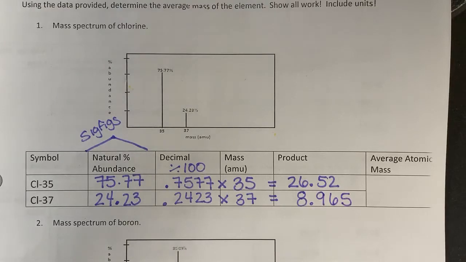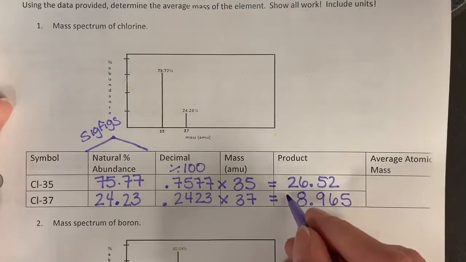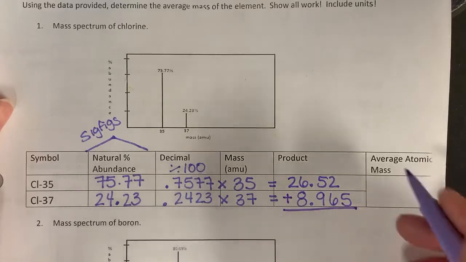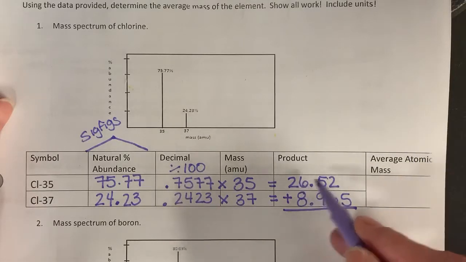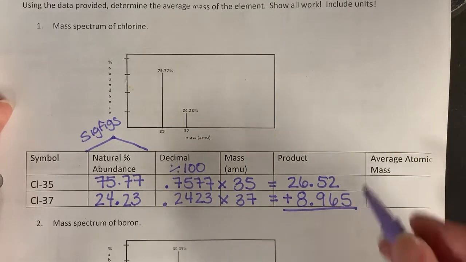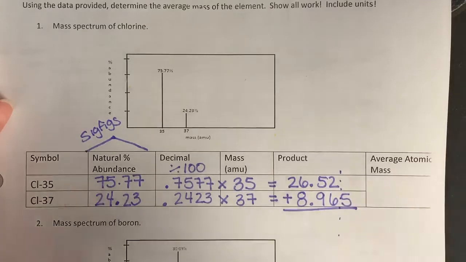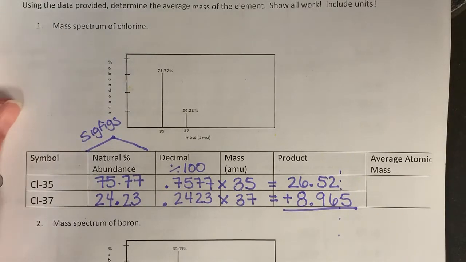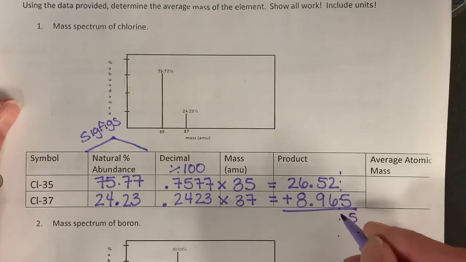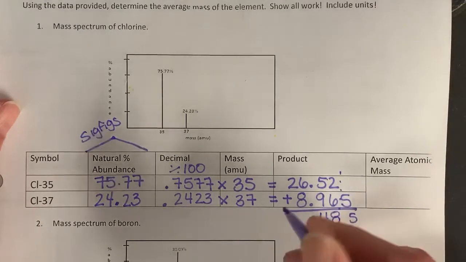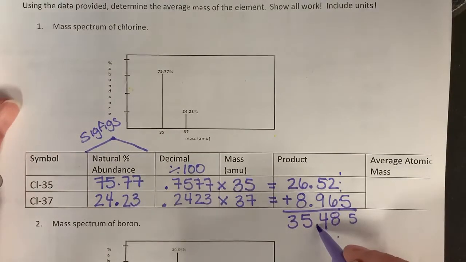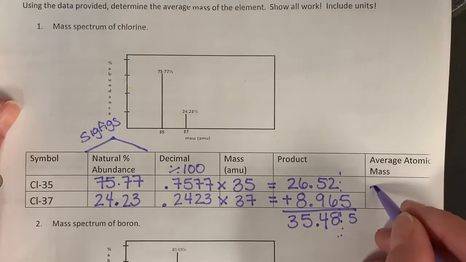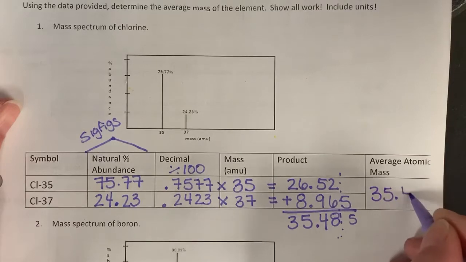Okay? Now, the last step is I'm going to add these numbers together, and that will give me my weighted average atomic mass. When I add numbers, the rule is least number after the decimal. So as I do this, what's going to happen is I only get to keep 2 numbers after the decimal. So this will become 35.49.